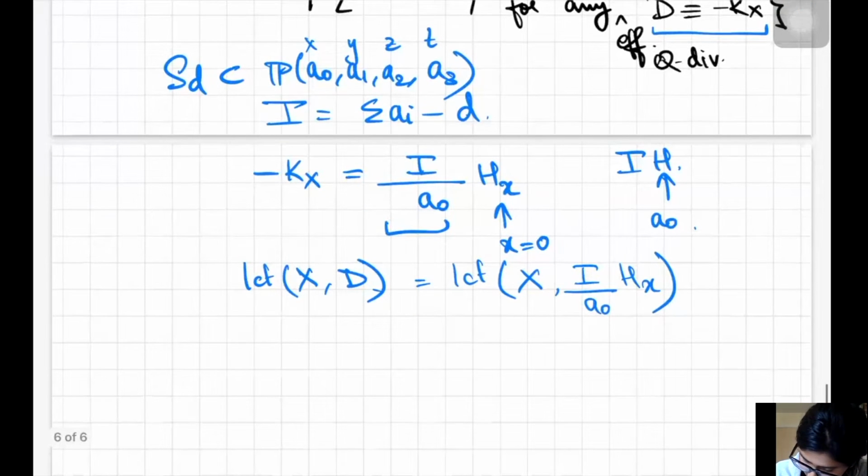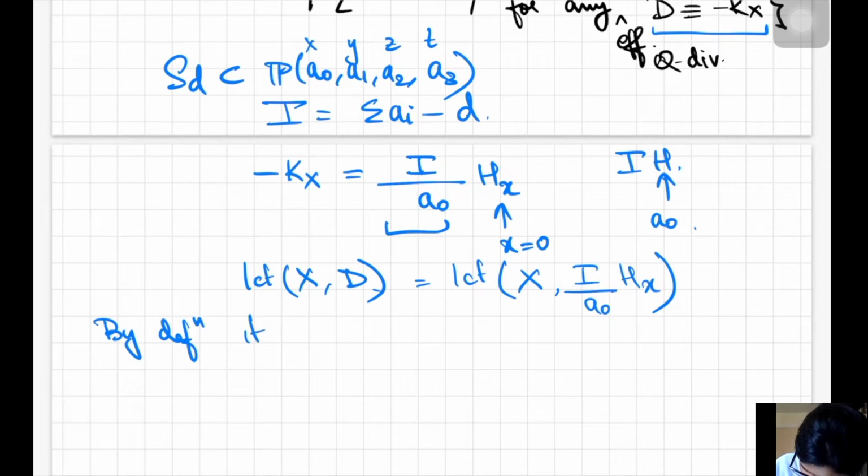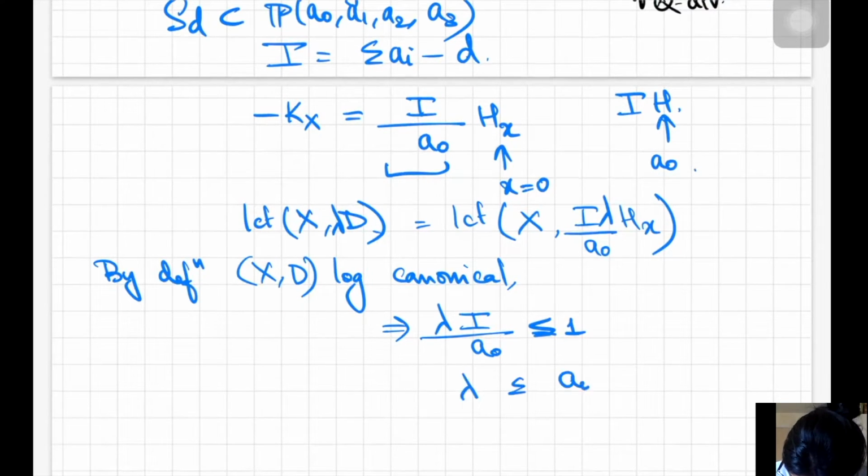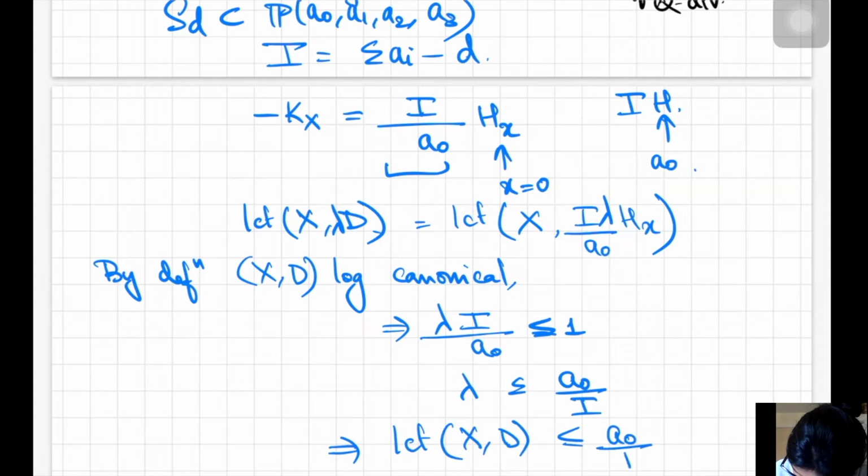And so, by the definition of (X, D) being log canonical, this immediately implies that I need I over a0 to be less than or equal to 1. So if you want to understand the threshold, your lambda, your threshold has to be at least a0 over I. This tells you that the LCT of (X, D) is at most a0 over I in our case.